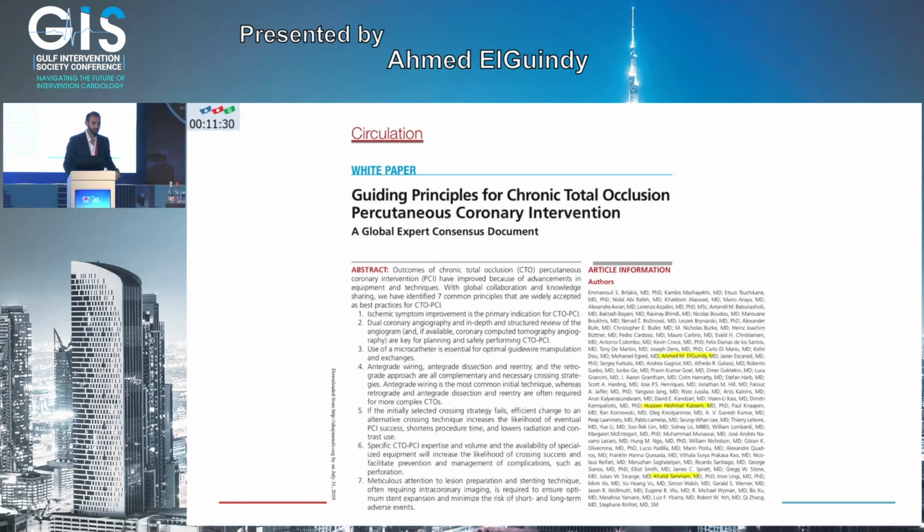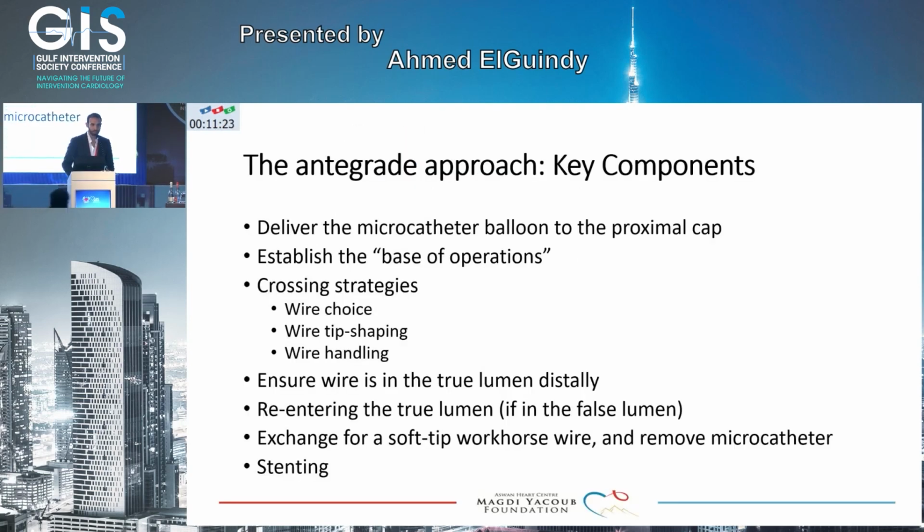So we know that there are some guiding principles for how we do CTOs nowadays. But to get to the topic, the antegrade approach remains the most commonly utilized, successful CTO approach. And it's really the bread and butter of what we do. If you can't master your antegrade skills, it's going to be very difficult to become a good CTO operator. And if you break the antegrade approach into different components, they will essentially look like this.